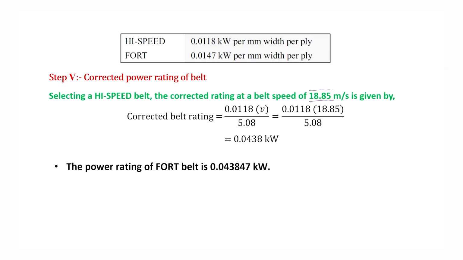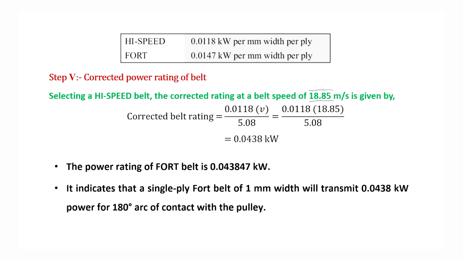The power rating of the Ford belt is 0.0438 kilowatt. It indicates that a single ply Ford belt of 1 mm width will transmit 0.0438 kilowatt power for 180 arc of contact with the pulley. Again, the arc of contact is taken as 180 degree while defining the maximum power capability of these two types of belts.